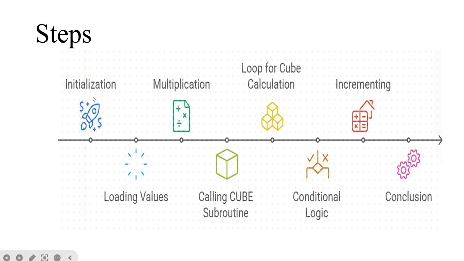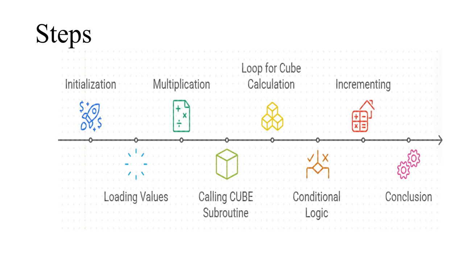These are the steps to calculate the cube of the number. First we will initialize the registers, then we will be loading the values. We will be multiplying the values from the registers, and we'll be calling a subroutine which is given the name cube. Then we have a loop in order to calculate the cube of the number. Here we'll be using some conditional logic instructions, and we will be incrementing the memory pointers, and we'll be finding the cube of the number.